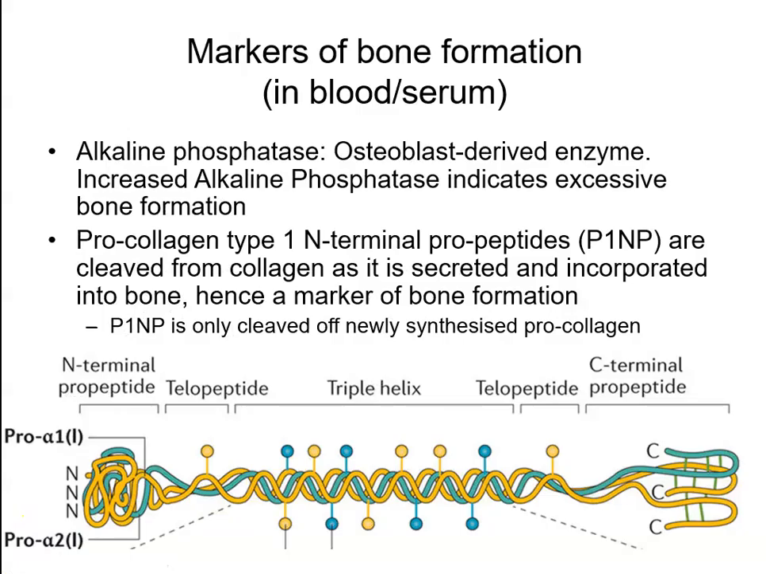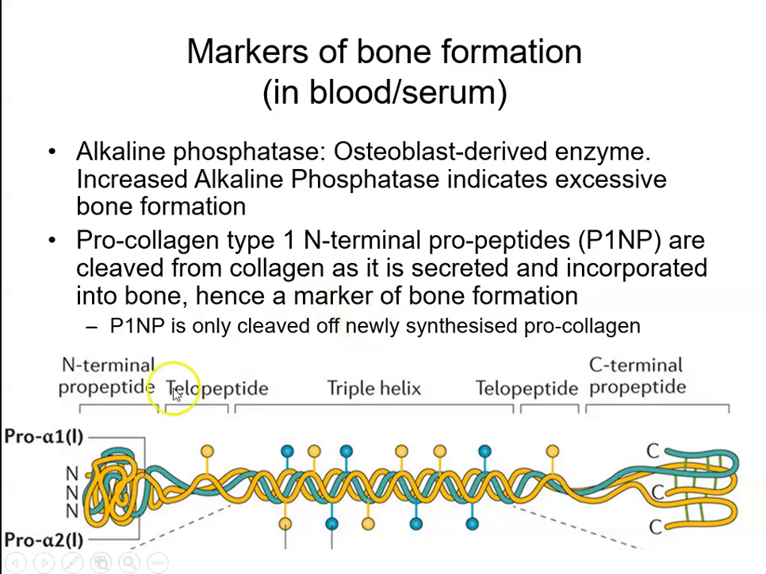Now if we want to study what's going on within the bone, yes, we can do x-rays and we can do technetium-99 bone scans, but we can do far less invasive or complicated tests. We can do simple blood tests to find out what's going on within the bone. And I'll just remind you of the structure of collagen here. Here's a collagen triple helix, and when collagen is laid down, it is laid down as a pro-peptide.